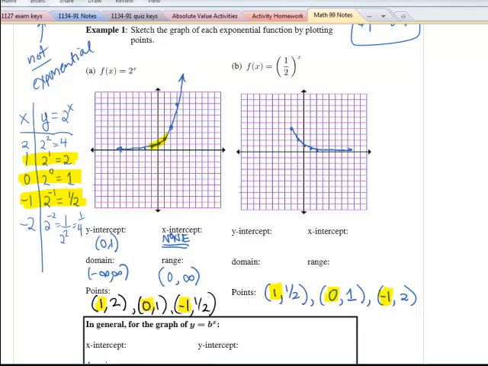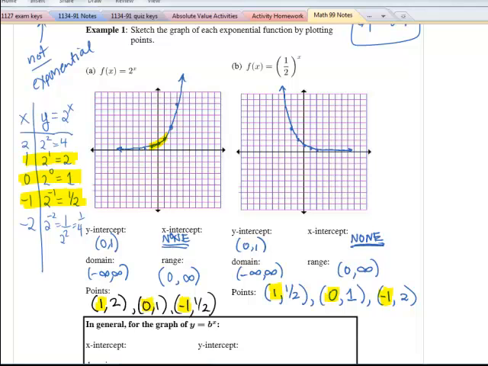But still, we're always going to have a 1 in the numerator, so we're not ever going to get to 0. And that means we're not going to have an x-intercept. The y-intercept is (0, 1), just like it was in the last one. The domain is the same as it was in the last one, negative infinity to infinity. And the range is also the same, right? We don't ever go below the x-axis, so we'd have 0 to infinity.